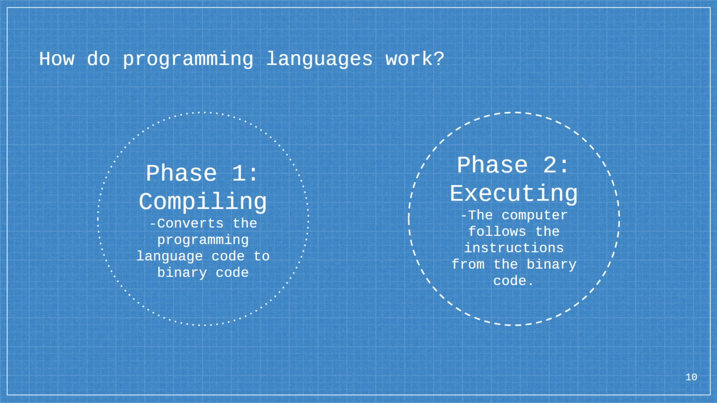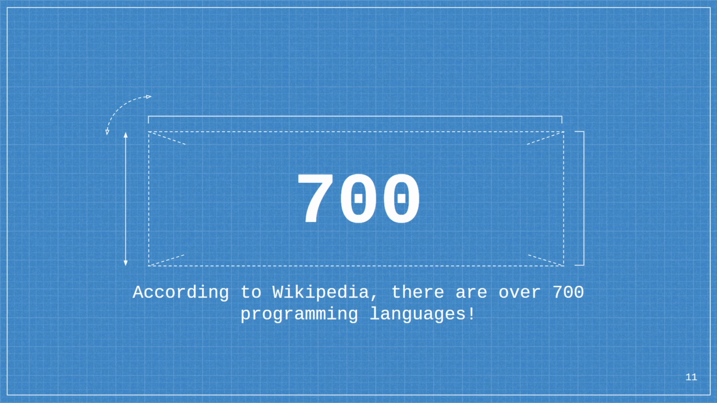So, how do programming languages work? We can think about it as two separate phases. Phase 1 is called compiling. This is when the computer converts the programming language into binary code, which we talked about earlier. Phase 2 is called executing. This is when the computer reads the binary code and follows what it says. You can think of binary code as a set of instructions. Fun fact, according to Wikipedia, there are over 700 programming languages.